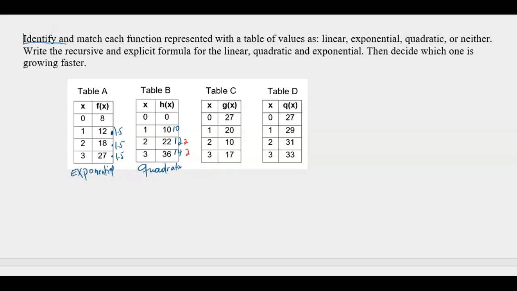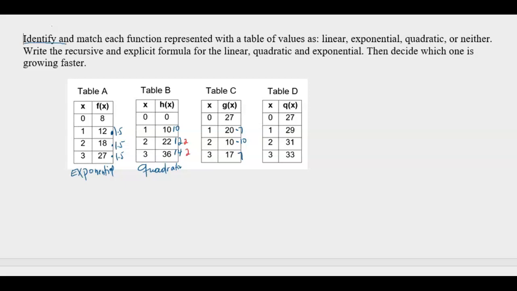Okay. So table C, 27 to 20, we subtract 7, so we add minus 7. From 20 to 10, we subtract 10. And from 10 to 17, we add 7. So again, this one is not linear because the number changed, but let's check to see if it is quadratic.